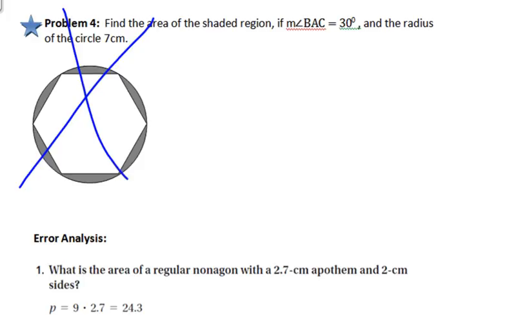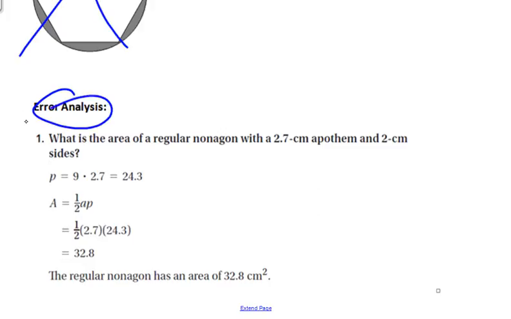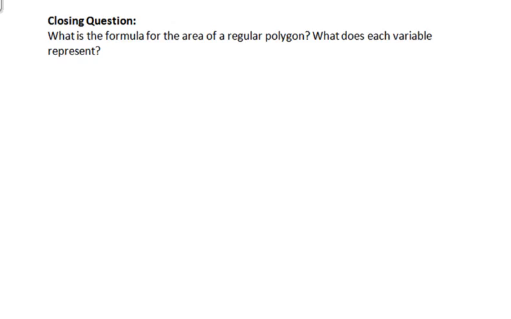It'll be modified a little bit. So what I'd like you to do before you come to class next time is figure out the error analysis question. It says what is the area of a regular nonagon, nine-sided, with a 2.7 centimeter apothem and 2 centimeter sides. Figure out where that error was. All right. Closing question is there as well. And that is it for section 10.3 on area of regular polygons.